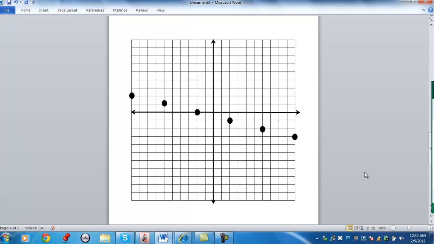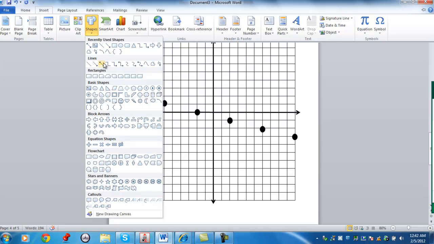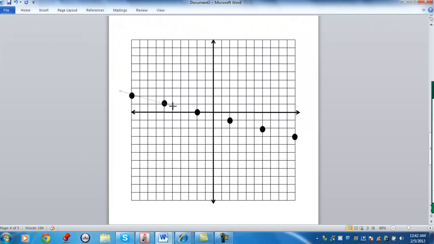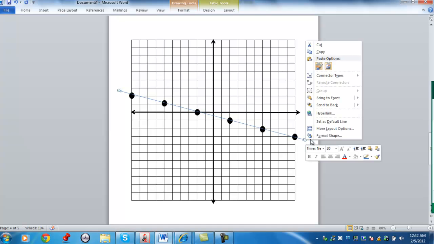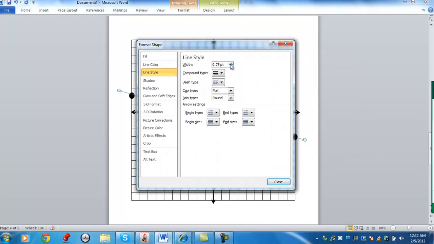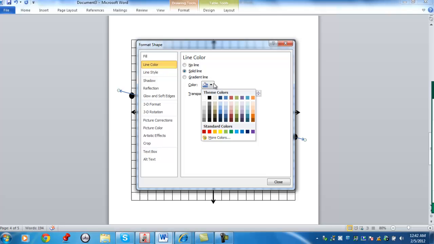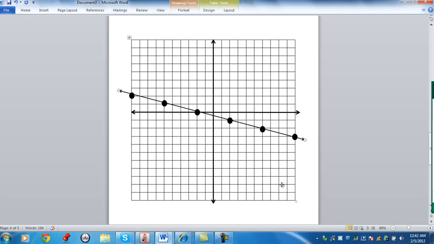You have a pattern emerging on your grid. Now what we can do is draw a line through those points. Again, it's not perfect. But if you don't have a graphing program available to you, and you must create everything from scratch, this is one way to do it.